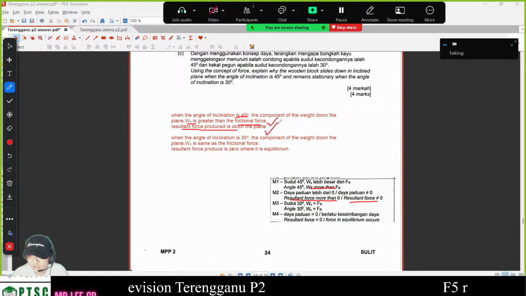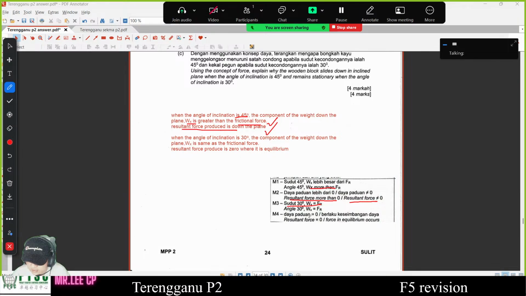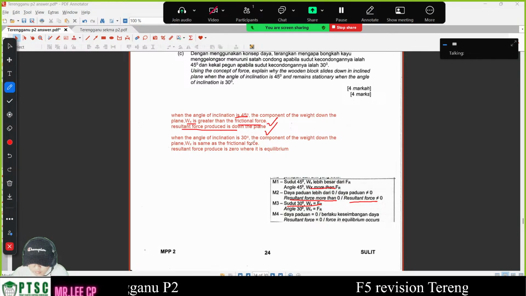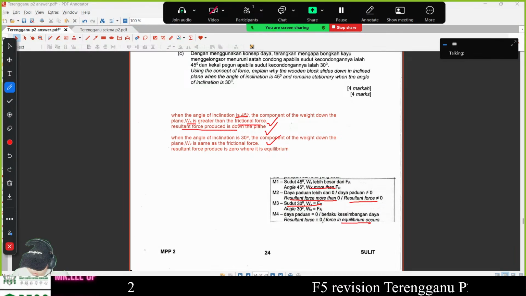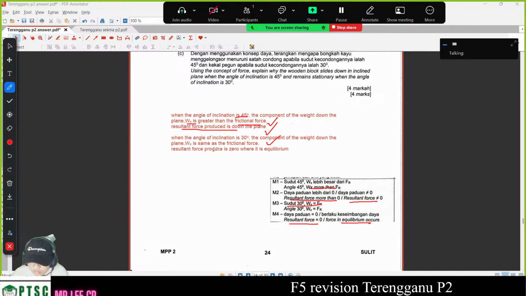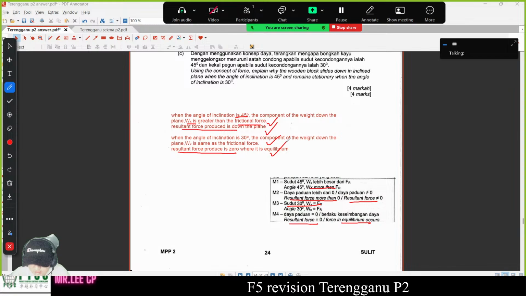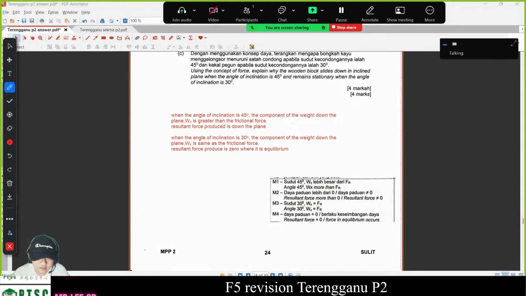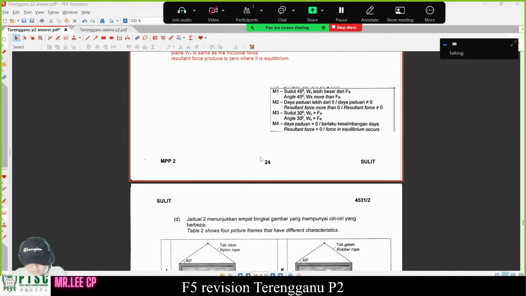Okay, same. Now, when the angle is this one, Wx, the component of weight down the plane, is the same as the frictional force. 1 mark. And then this is called equilibrium, or resultant force is equal to 0. Resultant force is 0, whereas it is equilibrium. Same thing, right? So this one, I will get full mark here. Alright, I guess it is not that hard for you.